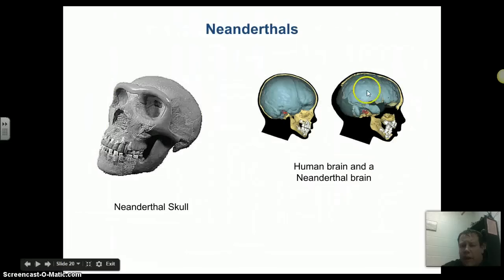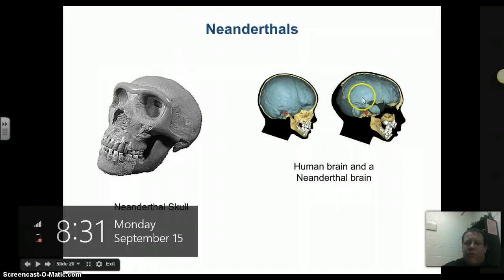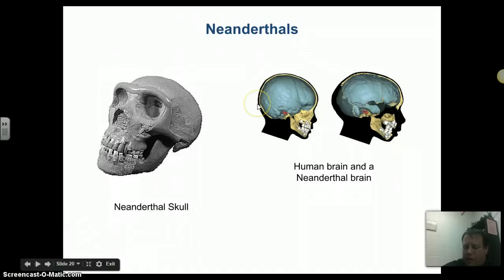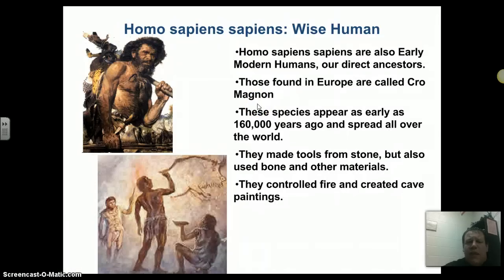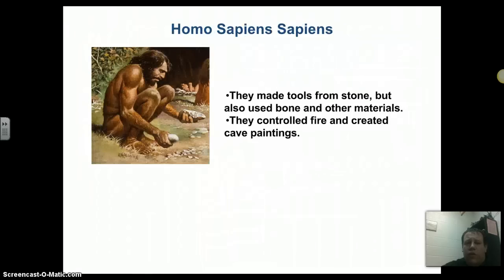Here's an example of the brain size: the Neanderthal brain was probably a lot bigger than our brain actually was. We also have the Homo sapiens sapiens, which is essentially us, our direct ancestors. Sometimes they're called Cro-Magnon. Our earliest examples are about 160,000 years ago, and they spread all over the world. We're going to look at some examples of these Homo sapiens, from the tools they made, the art they created, all those kinds of things, about what these early humans were, how they controlled fire, all those kinds of things.